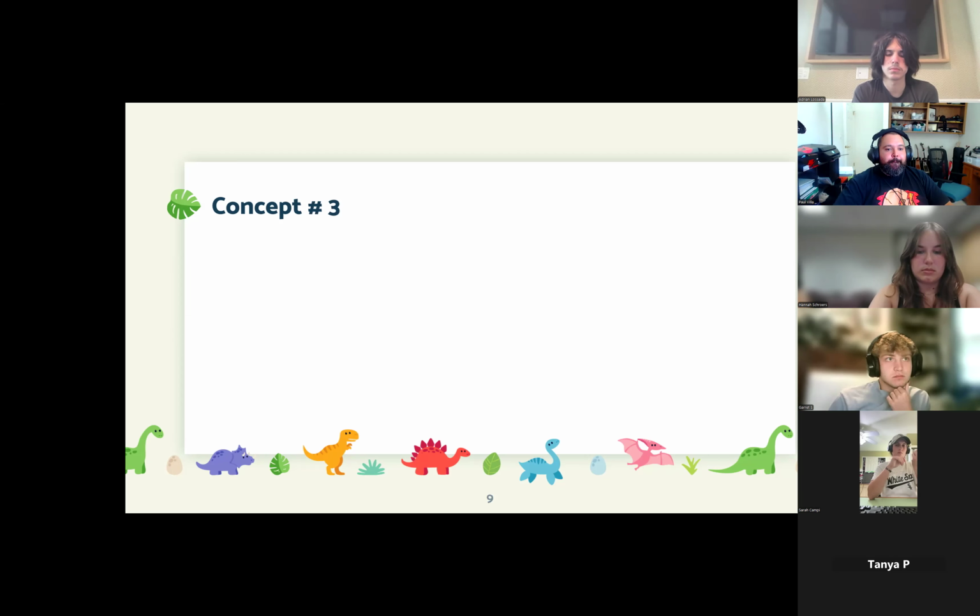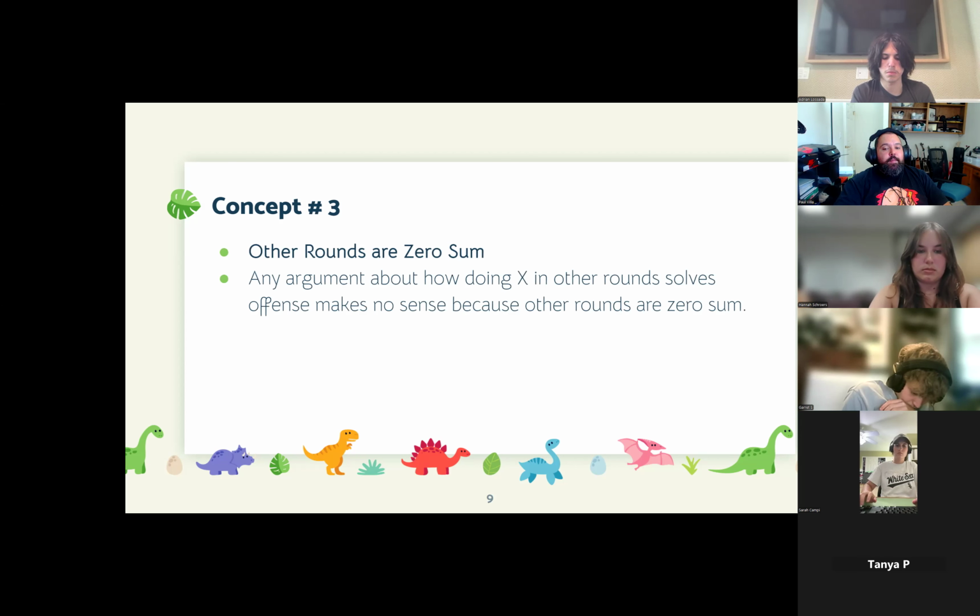Concept number 3. Other rounds are zero sum. I already explained this, so we're just going to stay here for a second. Any argument about how doing X in other rounds solves makes no sense because other rounds are zero sum. If we can get K education, we can get policy education. Other rounds are other rounds. The judge has no control over them. Don't let teams get away with reading interpretations of this.